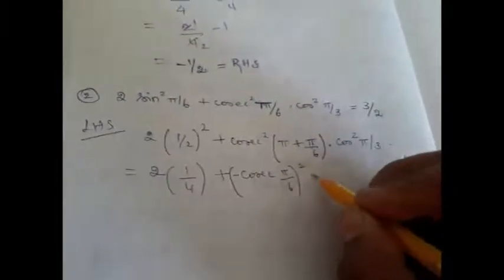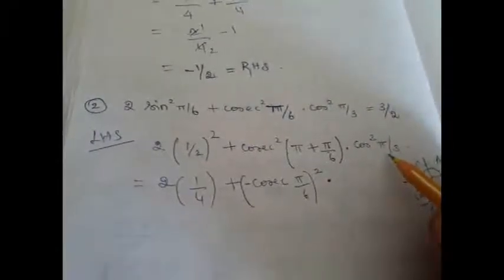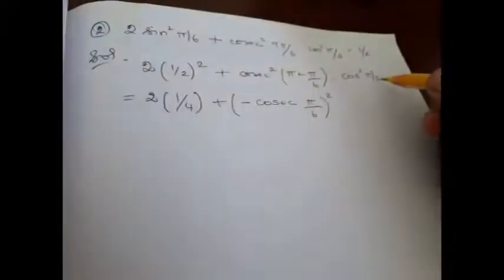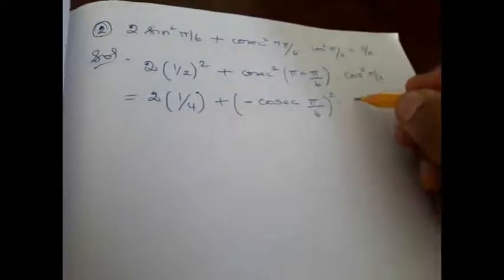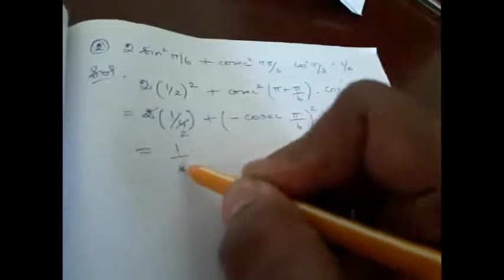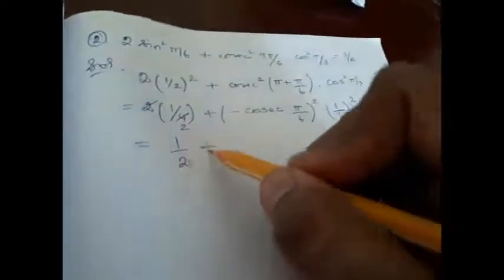So this is cosec pi by 6. Actually this is minus cosec pi by 6 the whole square into cos pi by 3. What is cos pi by 3? Cos pi by 3 means cos 60, which is 1 by 2. So this will become 1 by 2 the whole square. Right? So you can cancel these two. So this will become 1 by 2 plus, anyhow minus, if you square it, it will become plus.